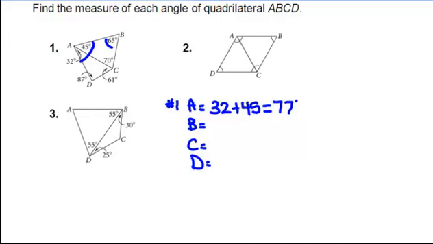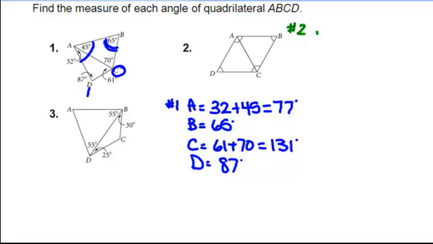Angle B is given to me at 65 degrees. Angle C, this also is angle addition postulate, so it's 61 plus 70, which is 131 degrees. And lastly, angle D is given to me to be 87 degrees. And I'm done with the problem. Okay, we're going to do the same thing with number 2. I need to find A, B, C, and D.